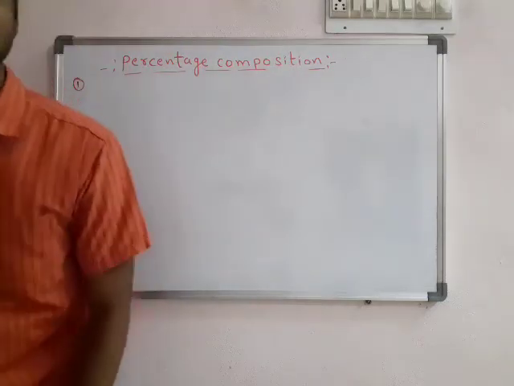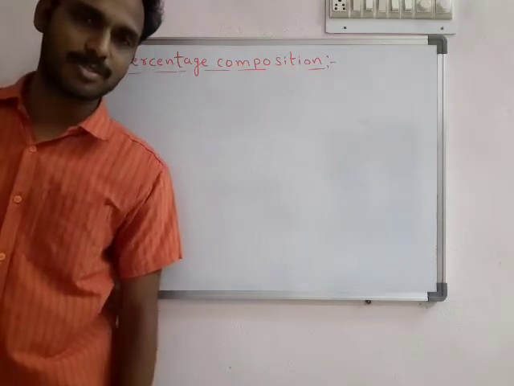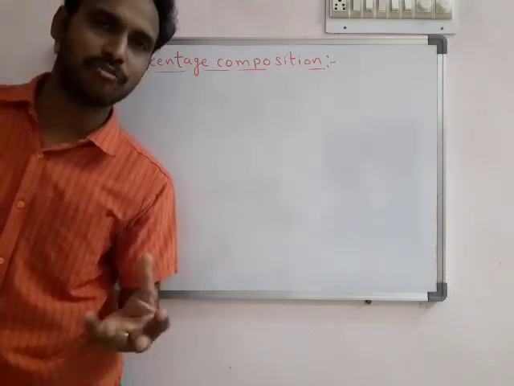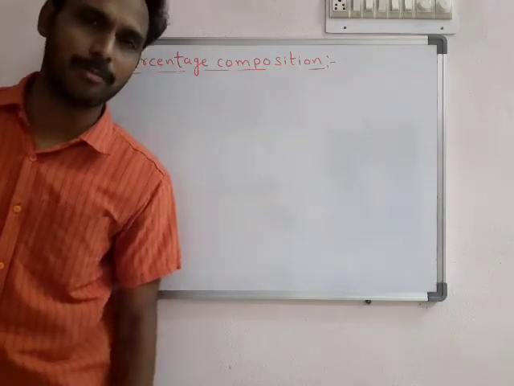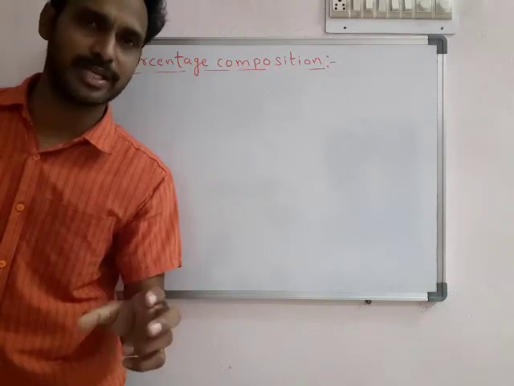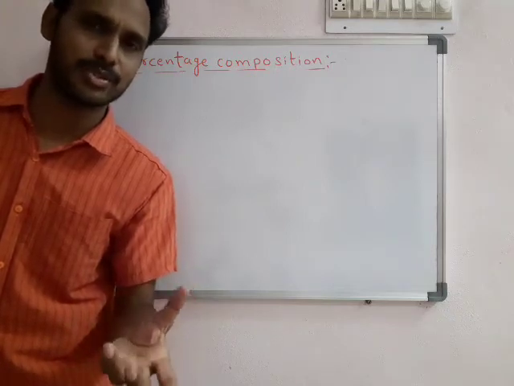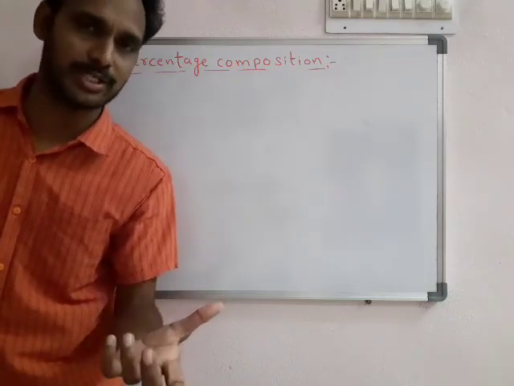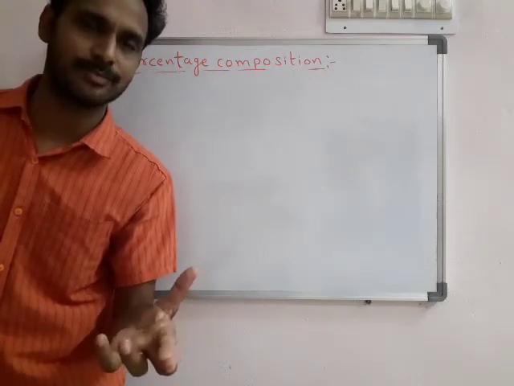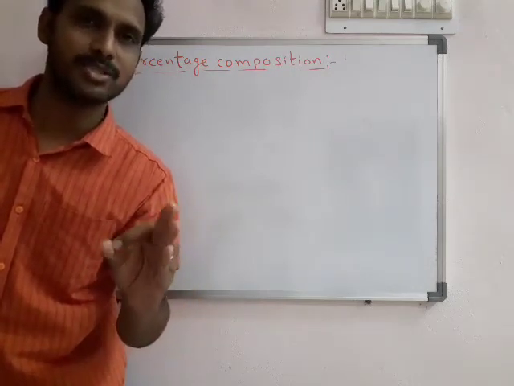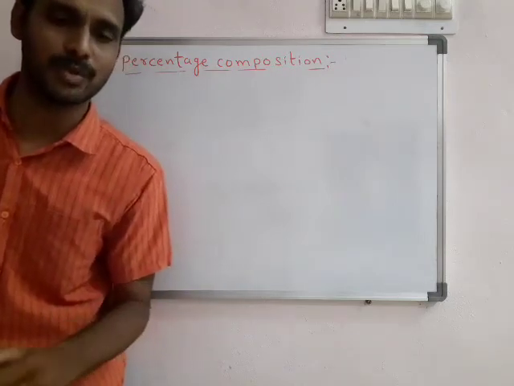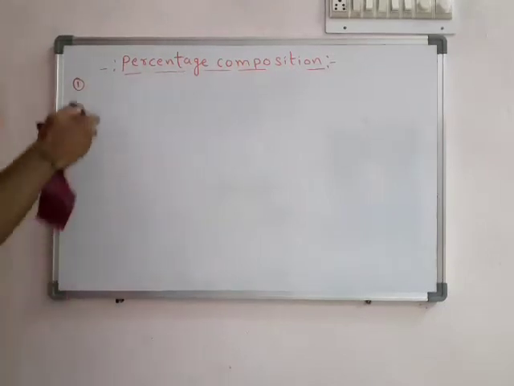So hello everyone, today we see some problems based on percentage composition, or the percentage of different elements in a particular compound. We know a compound means the combination of different elements in different ratios. Maybe they are in the same ratio or different ratios, but their masses will be different. So the percentage of an element we calculate in the total compound, using the simple formula.